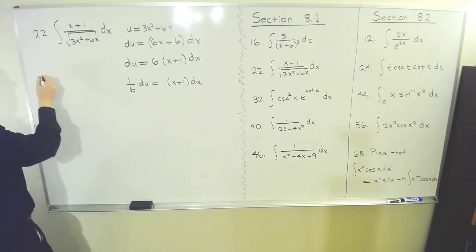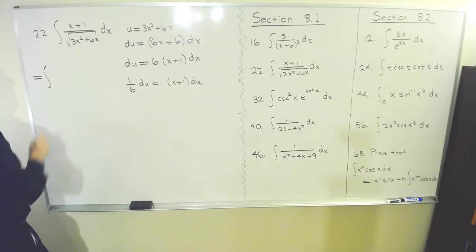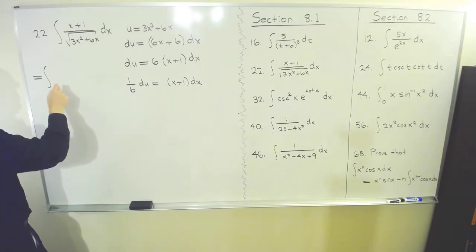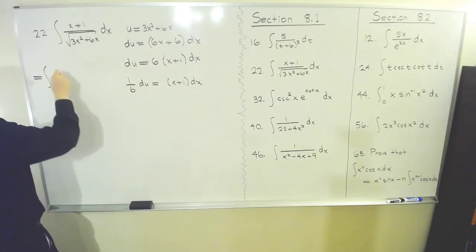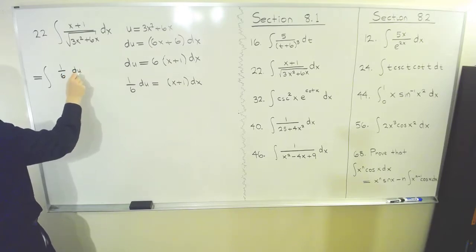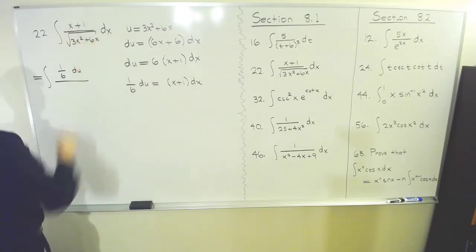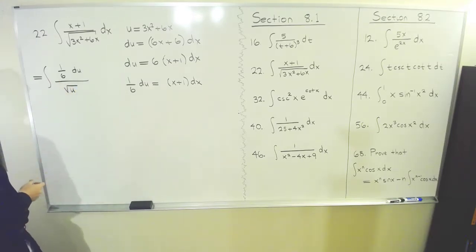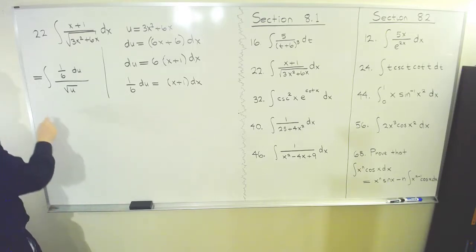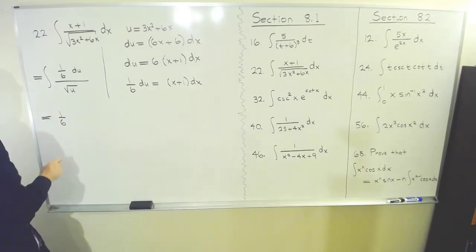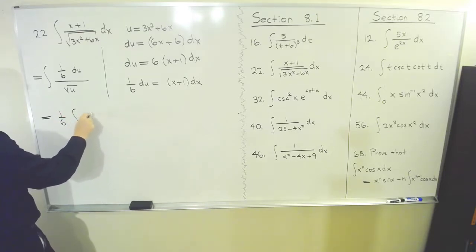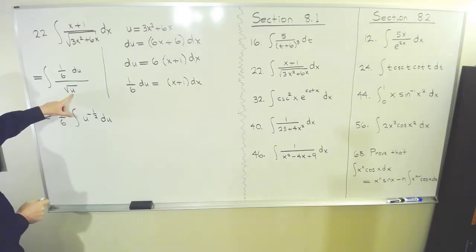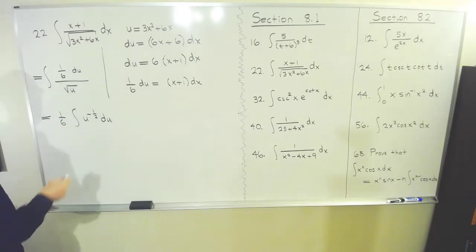So I can write this thing equals the integral of, well, what's in the numerator is going to be 1/6 du. That's just the x plus 1 dx. What's in the denominator is going to be just the square root of u. Let me draw a line here. So I can factor out the 1/6, and then I can write this as the integral of u to the minus 1/2 du. That's just changing this to a fractional exponent and then moving it to the denominator.